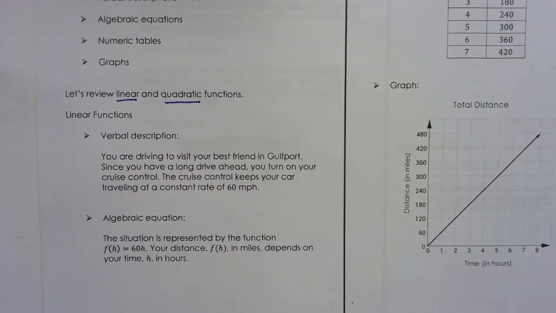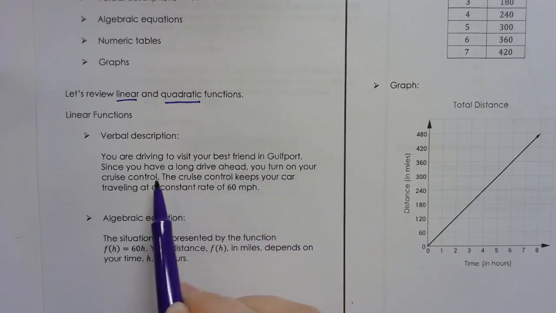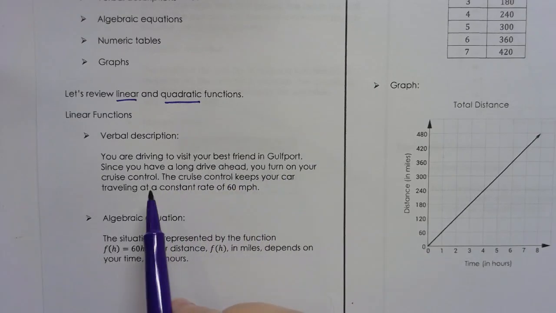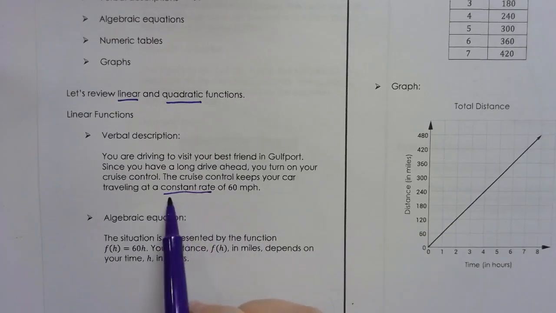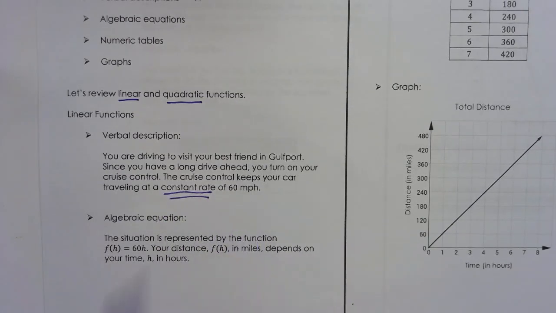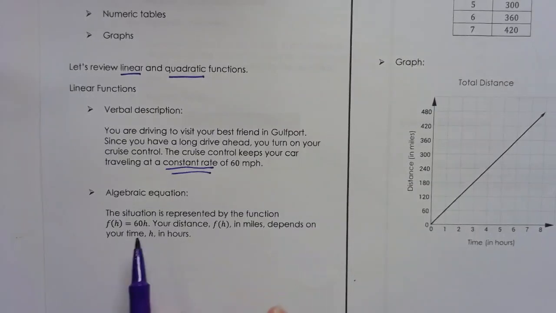So first of all, linear functions. You are driving to visit your best friend in Gulfport. Since you have a long drive ahead, you turn on your cruise control. The cruise control keeps your car traveling at a constant rate, that's important, of 60 miles per hour. Because it's a constant rate, we know that that's going to be linear. The situation is represented by the function f of h equals 60h. So your distance, f of h in miles, depends on your time, h in hours. So there's that constant rate, that slope.